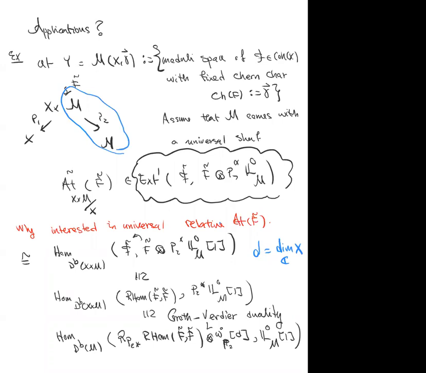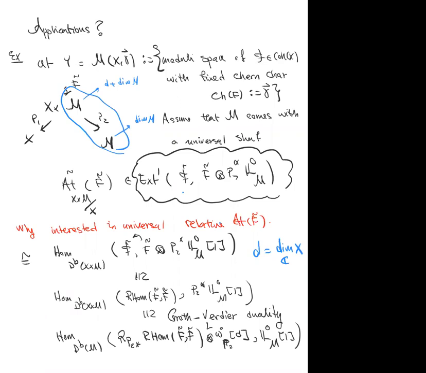So let's say this is the dimension of X, D, plus the dimension of M, and this thing just has a dimension, right? So the relative dimension of this morphism P2 is D. And when you use the Grothendieck-Verdier duality, it sees this twist by the dualizing complex with the shift given by the relative dimension, and that's the dimension of X here.